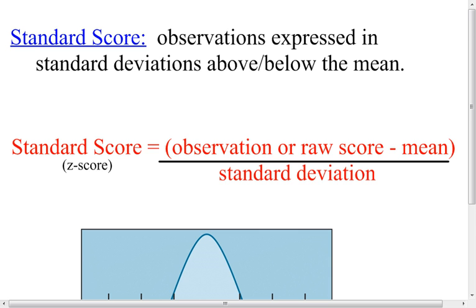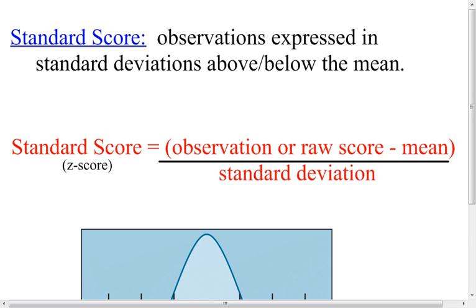So first of all, a little bit about what a standard score is. A standard score is a number that just gives you how many standard deviations a piece of data is, either above or below the mean. If it's above the mean, it'll be positive. If it's below the mean, it'll be negative. Okay? The little formula is here for how to calculate a standard score.